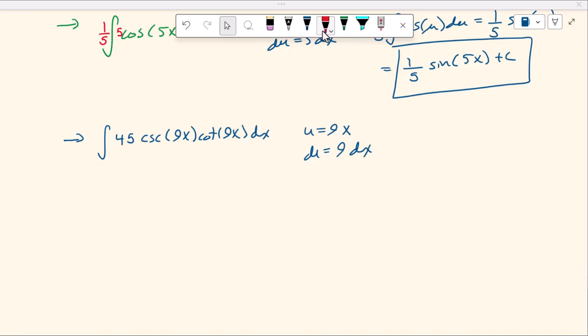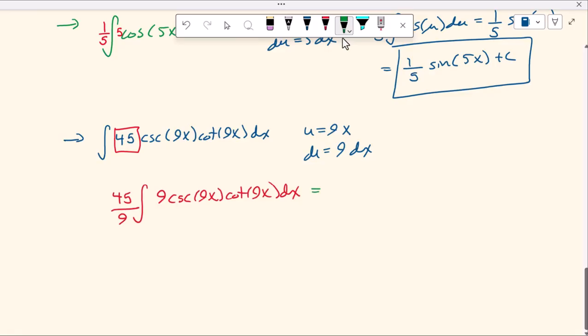So there is a 9 inside 45 because 9 times 5 is 45. But if you don't want to worry about that, what I would do is just pull that 45 out front. And then let's set this up. I'm going to say I'm missing a 9. So let's put that 9 in. But I can't just multiply by 9. I have to also divide by 9 on the outside. So when I do that, then I have 45 divided by 9. 9 times 5 is 45, so I have 5 integral.